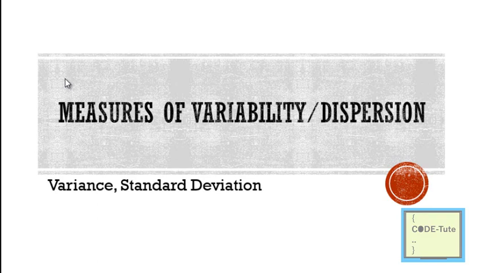In the data science statistics series, today's topic is measures of variability or measures of dispersion. In the last video we covered range and interquartile range. In today's topic we will cover variance and standard deviation. Okay, so what is the use of variance? So we will start.